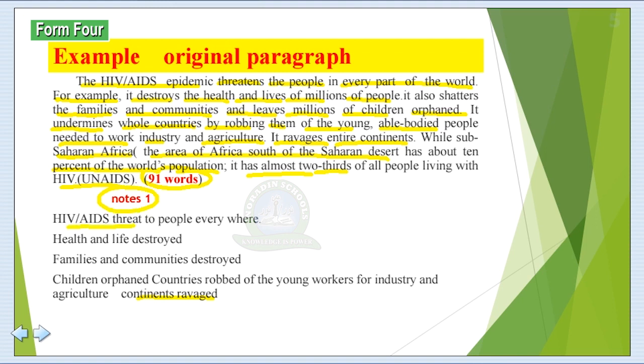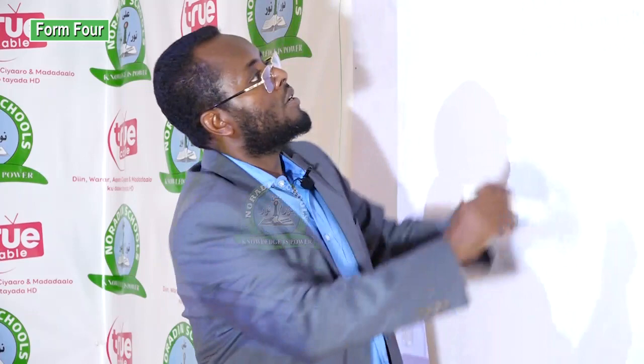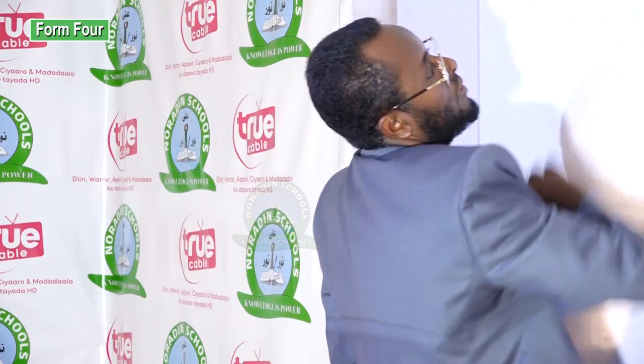HIV threatens people in every part. Health and life destroyed. Families and communities destroyed. Children orphaned. Countries robbed of the young workers for industry and agriculture. Okay, so this is one summary example. How many words? 50 words. So this is the example.